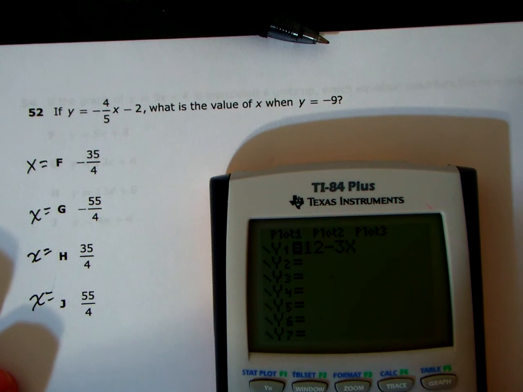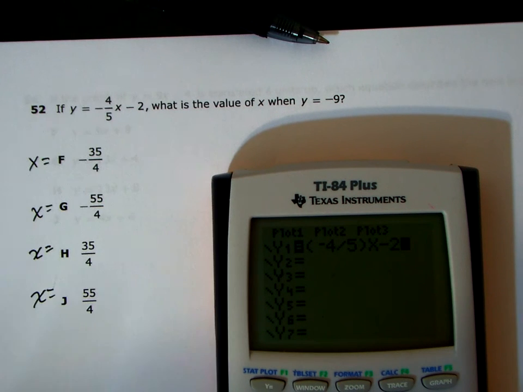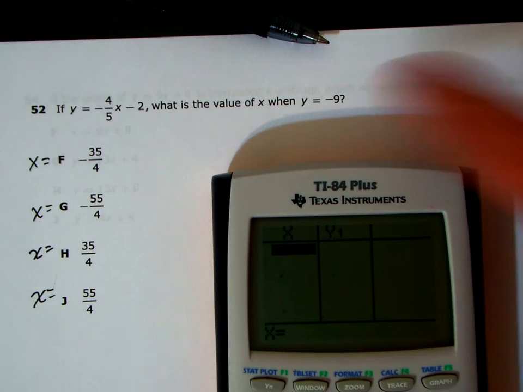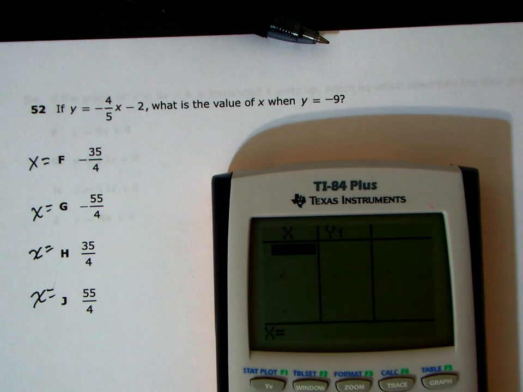So anyways, go to y equals and plug it in. You have negative 4 divided by 5 parentheses x minus 2. Plug that equation in, and we're going to say second graph. We want to find out when our y is what, y'all? A negative 9. So let's start plugging them in.